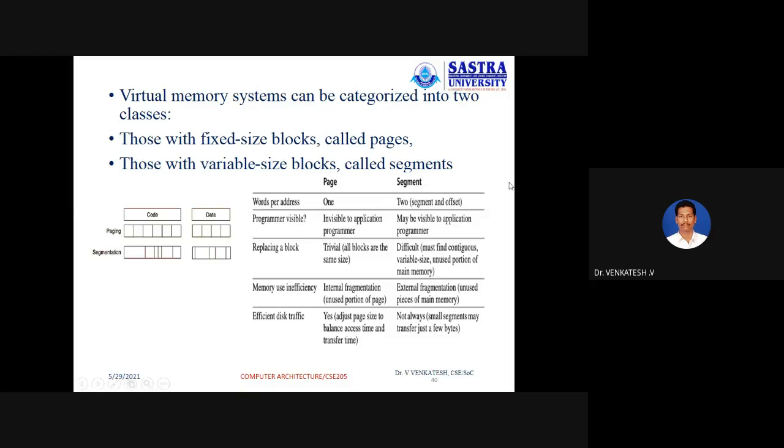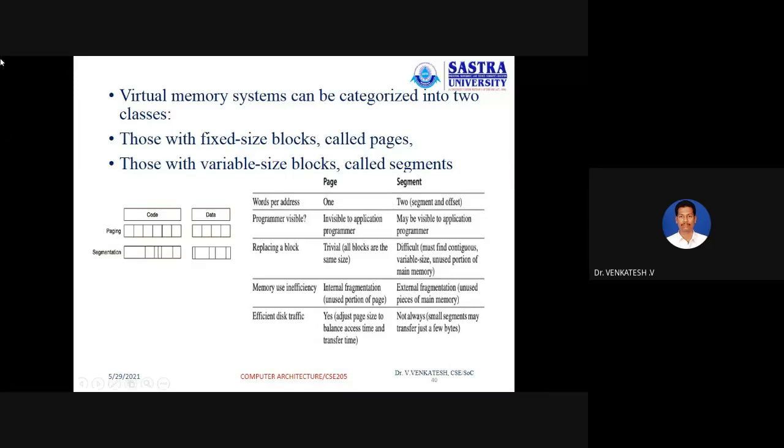Whereas in case of a segment, we will have two things: one is called a segment, as well as an offset. The segment and offset together are the base value. The offset will have some value, and the segment will have the segment number. Just as we have a page number, there will be a segment number, and they are combined in order to get the address. In the next slide I will tell you how to calculate the address.